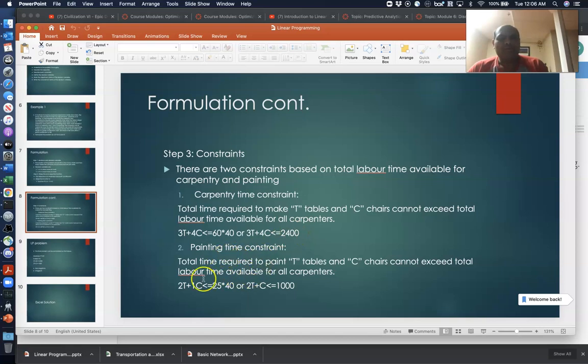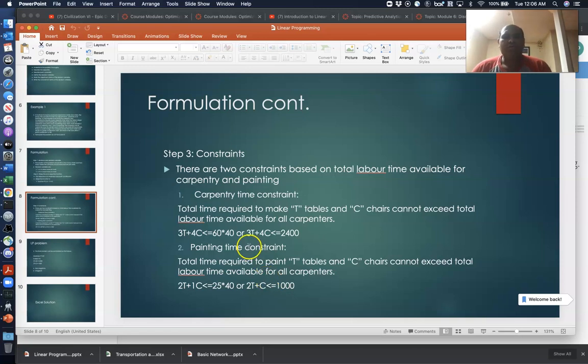Similarly, the painting time constraint is the total time required for painting all the tables and chairs cannot exceed the time that's available, which is 25 painters times the 40 hours a week each of them work. That's 1000 hours. So each table requires 2 hours of painting, so it's 2 times T, and each chair requires 1 hour of painting, so it's 1 times C. So 2 times T plus 1 times C is less than or equal to 1000.